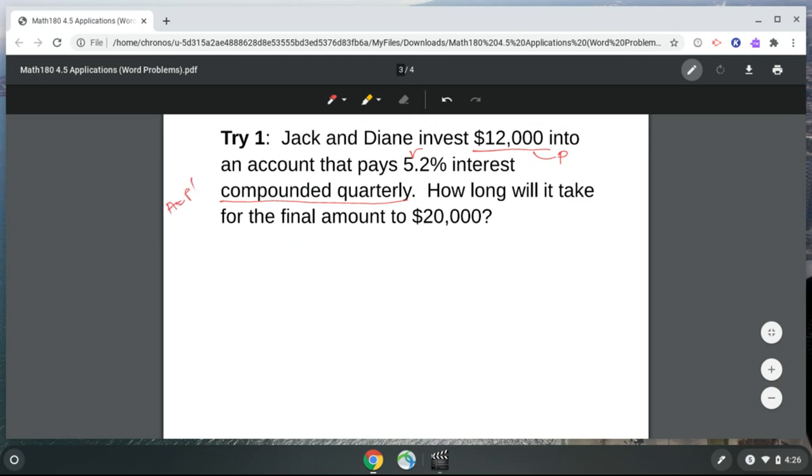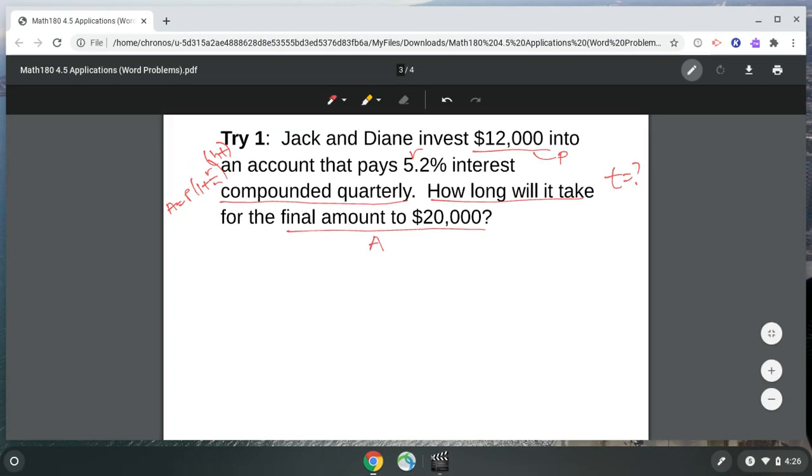A equals P times 1 plus r over n to the nt. So that one. Compounded continuously is the Pert. How long will it take? So this is telling me that I need to solve for t, and for the final amount to be 20,000. So final amount. And quarterly, n is 4.